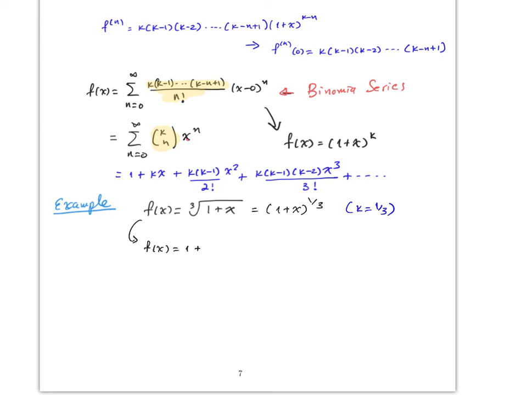it will be 1 + (1/3)x. It will be 1/3, and 1/3 minus 1 is minus 2/3, times x squared over 2 factorial, and so forth. This will be 1/3 times minus 2/3 times minus 5/3, times x cubed divided by 3 factorial, and so forth. So it's not that bad, but you should use this to expand. And that's it.